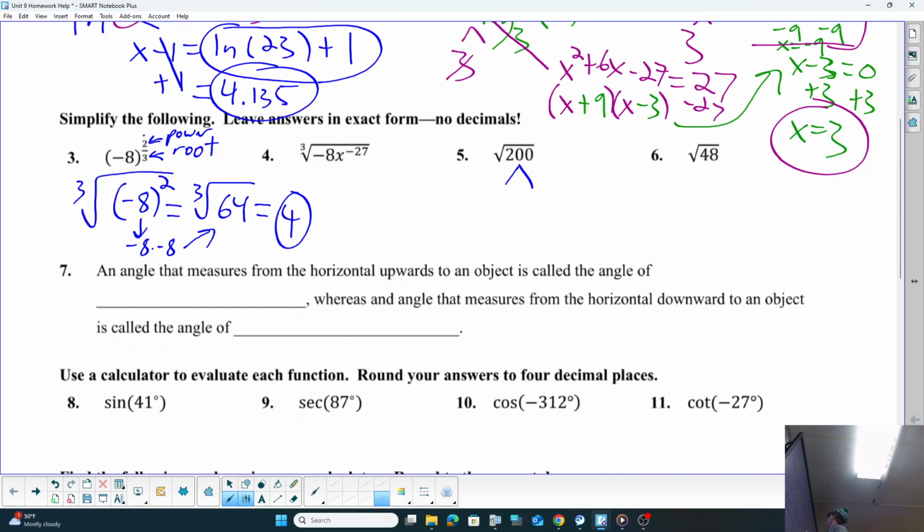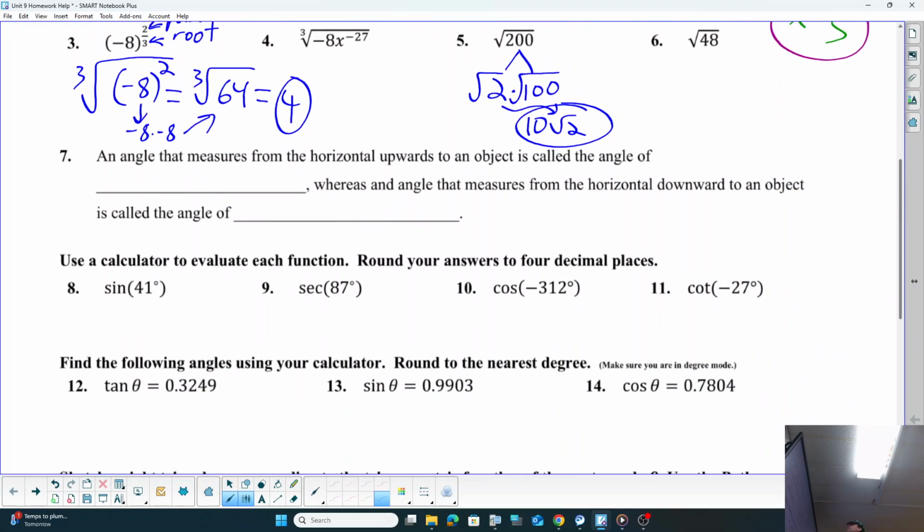So the square root of 200, well, that breaks down into 2 times 100. And if you square root them both, you can do the square root of 100. That's just 10. And then you still have your radical 2. And there's your answer. No decimals. Try number 6 and number 4.